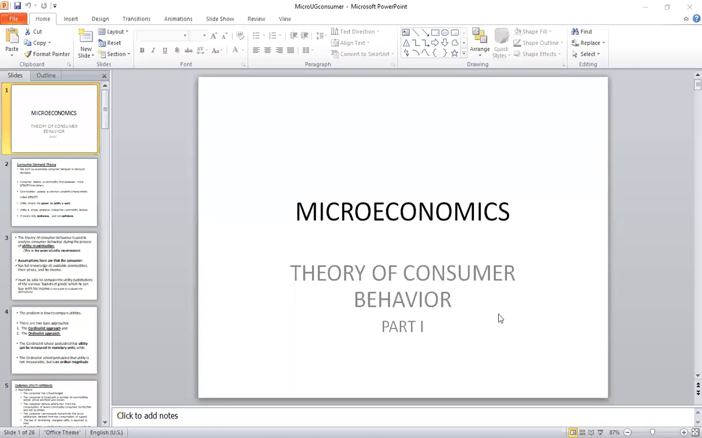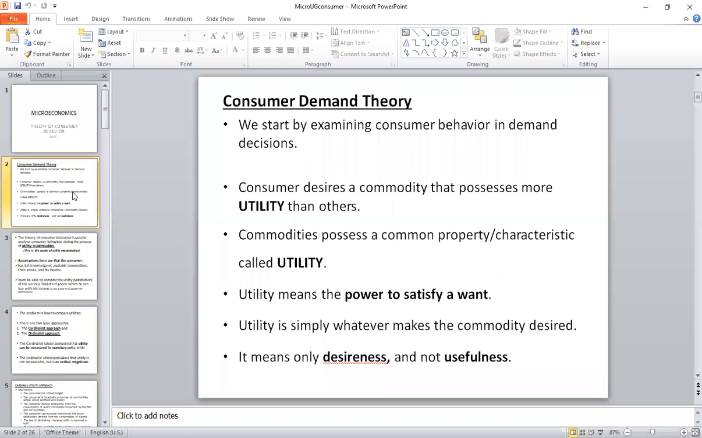Okay, let's look at the theory of consumer behavior. Remember, in the beginning we talked of individuals as consumers and individuals as producers. So now we are starting with the consumers. We want to examine consumer behavior, and of course we want to know why individuals choose what they choose. So we start by examining consumer behavior in the consumption decisions, okay?